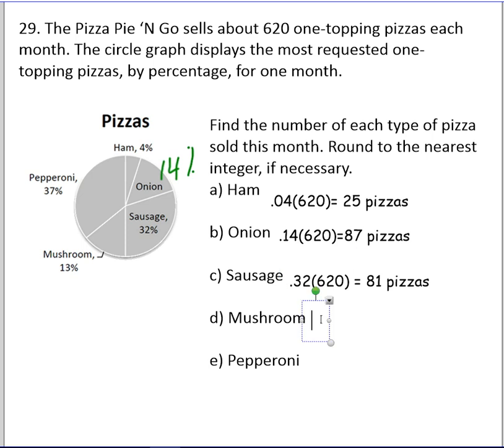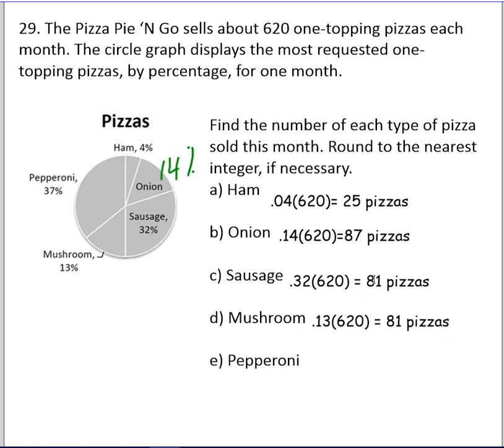Our mushroom, that would be my least favorite, gets 13% of the vote, so to speak. 13% of the pizza sold times 620 pizzas gives us 80. Ooh, I did the wrong number. Last one, I'll fix it. That was our 80.6, which is 81 pizzas.